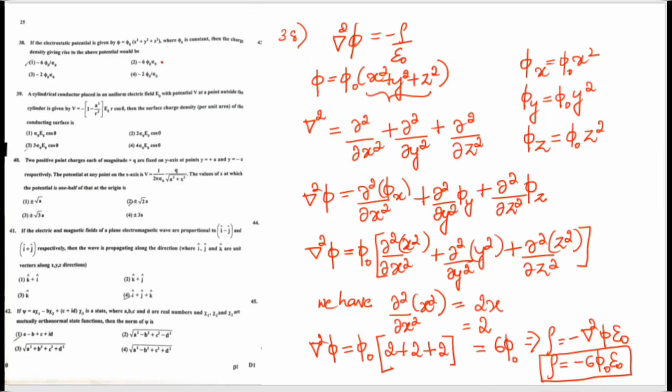Minus 6 phi naught epsilon naught. So option 2 is the right option here. Yes. Let us continue solving the next question. What does the next question say?